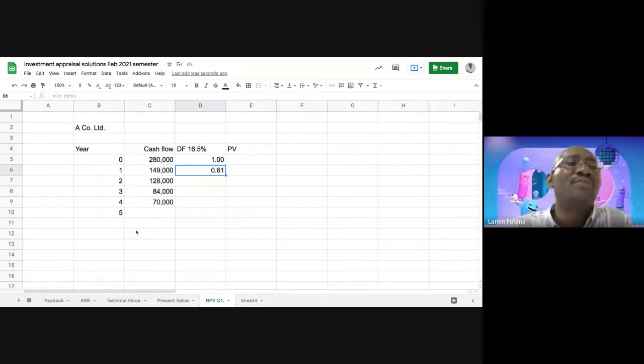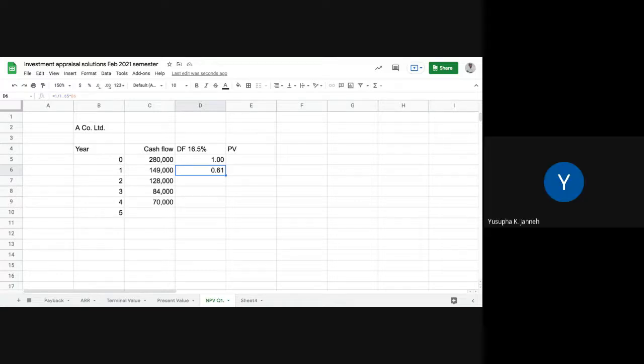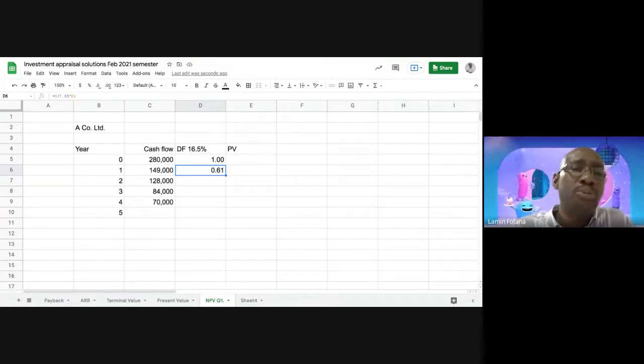What's the difference between 1.65 and 1.165? 1.65 is 65%, and 1.165 is 16.5% grossed up. So 1.165 means 16.5%. 16.5% is 0.165. 0.165 plus 1 is 1.165. Is that clear? So 1 divided by 1.165 raised to power 1.